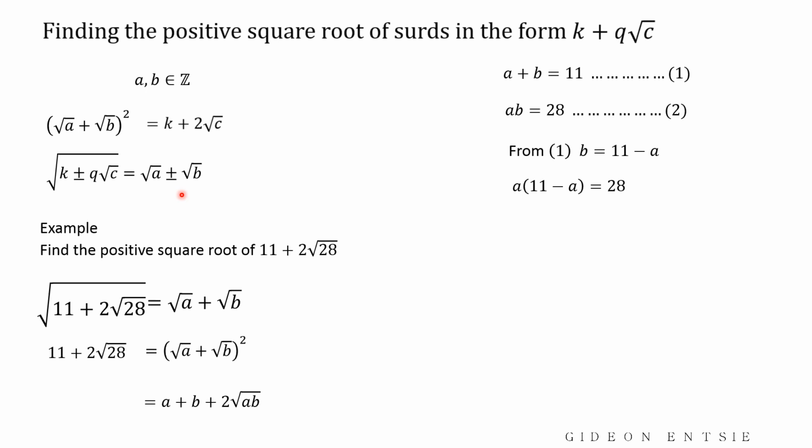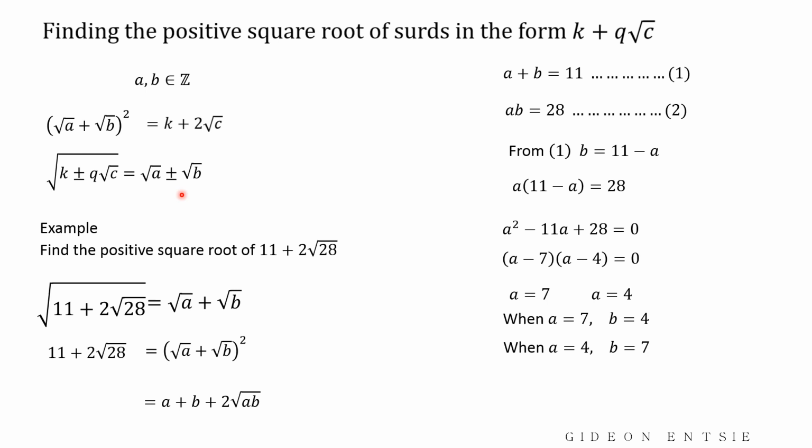Substituting b equal to 11 minus a into equation 2, we get a times 11 minus a equal to 28. By expanding and simplifying, we get a quadratic equation a squared minus 11a plus 28 equal to 0. Factorizing the quadratic equation, we get a minus 7 times a minus 4 equal to 0. Solving this equation, we get a is equal to 7 or a is equal to 4. But we know that b is equal to 11 minus a. So when a is equal to 7, b is equal to 4. In the same way, when a is equal to 4, b is equal to 7.